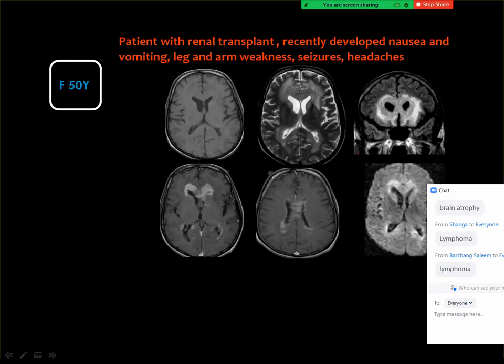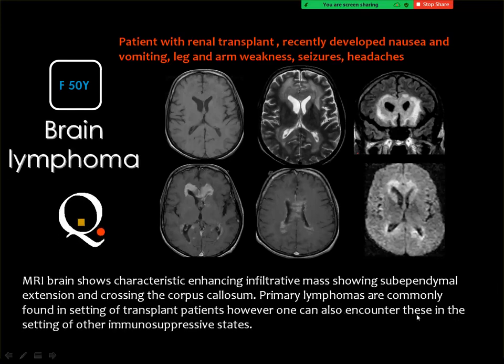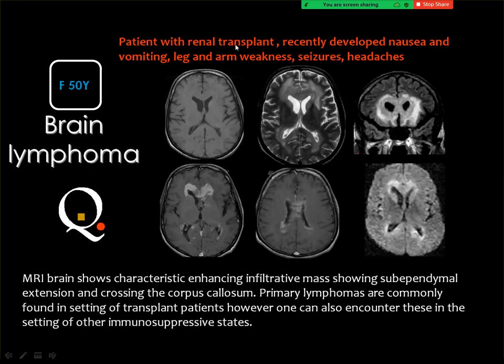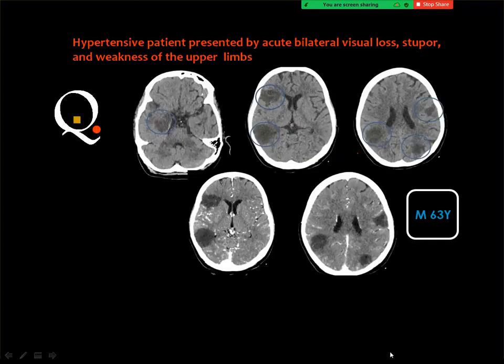Yes, right, and this is the classic appearance of lymphoma, classic history, and the classic imaging findings. Periventricular homogeneously enhanced lesions with diffusion restriction in an immune compromised patient due to the transplant. Then the possibility of lymphoma is very good.